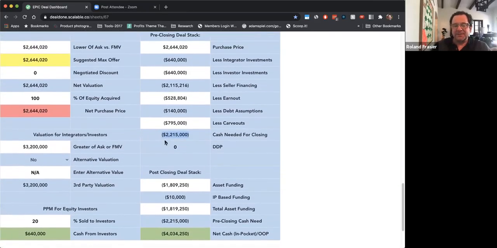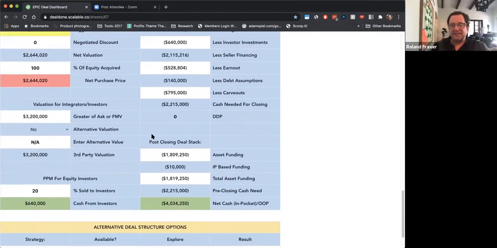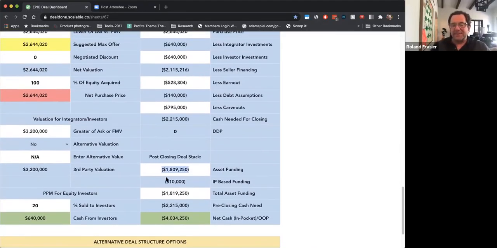But then we go a little bit further and ask, what does the post-closing deal stack look like? That was the pre-closing deal stack we were doing here. After we close, we can do things with the assets. We had 1.8 million in asset funding available. We had 10,000 coming from the IP, and that means a total asset funding of 1,819,250. We add that to the pre-closing cash of 2.215, and if we really wanted to stretch it, we could put about $4 million in our pockets and own the business. So now that's maxing out, asking what's the max I could get in terms of cash?